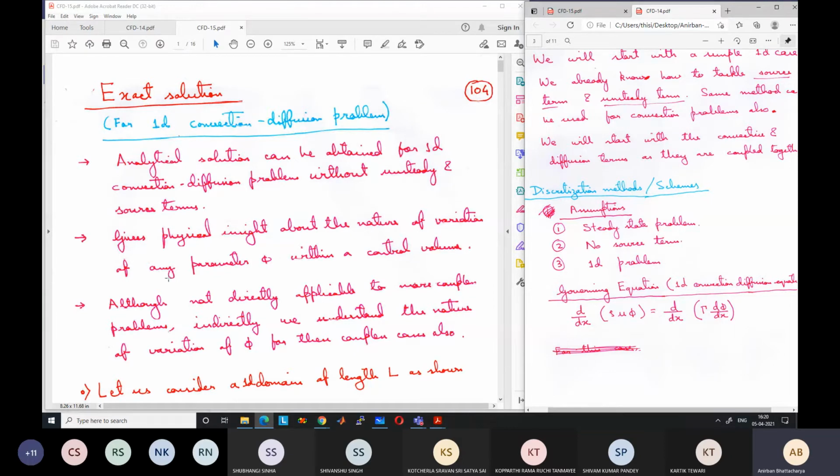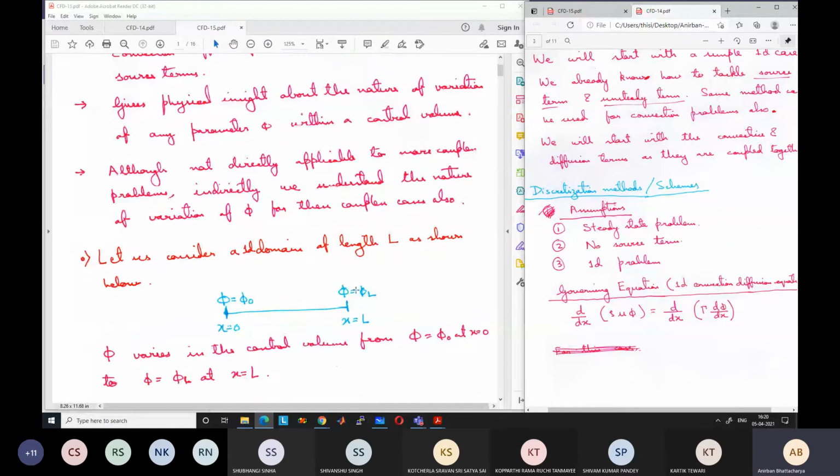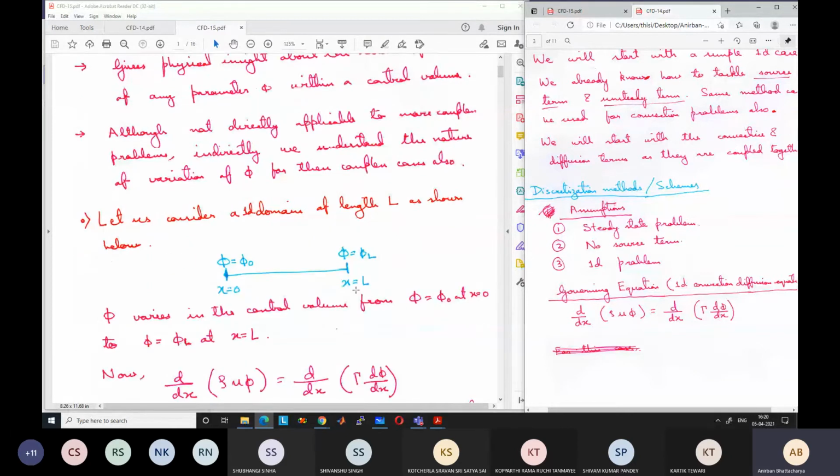And I am summarizing what I have just told you. These are just written there because we will be going through the note extensively, so that the note is sufficient for you, I have written these points. Although not directly applicable to more complex problems, indirectly we can understand the nature of variation of phi for complex cases also, by solving this 1D analytical problem.